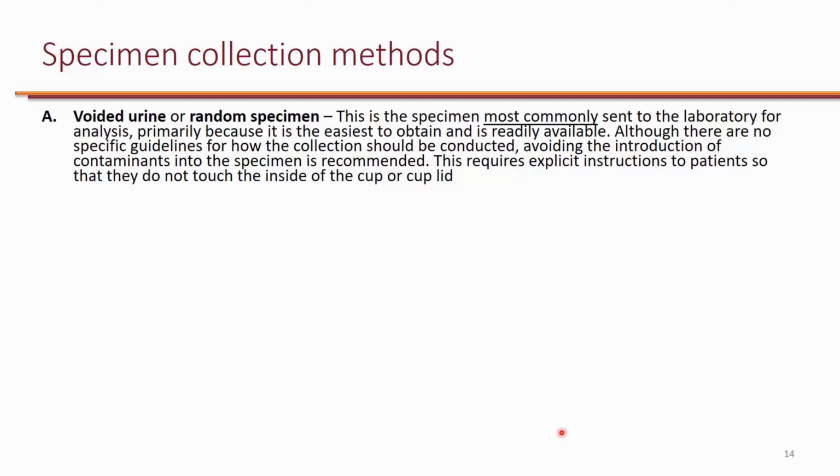So voided urine, or random specimen. This is basically the most commonly used method by most labs. A cup is given to the patient and they urinate in it. So it's very important for the patient to not contaminate the sample, so it's important for them to not touch it. As you can imagine, as the urine is coming out, it could pick up bacteria from the skin. So it's possible that it could be contaminated, but this is easy and most commonly used.